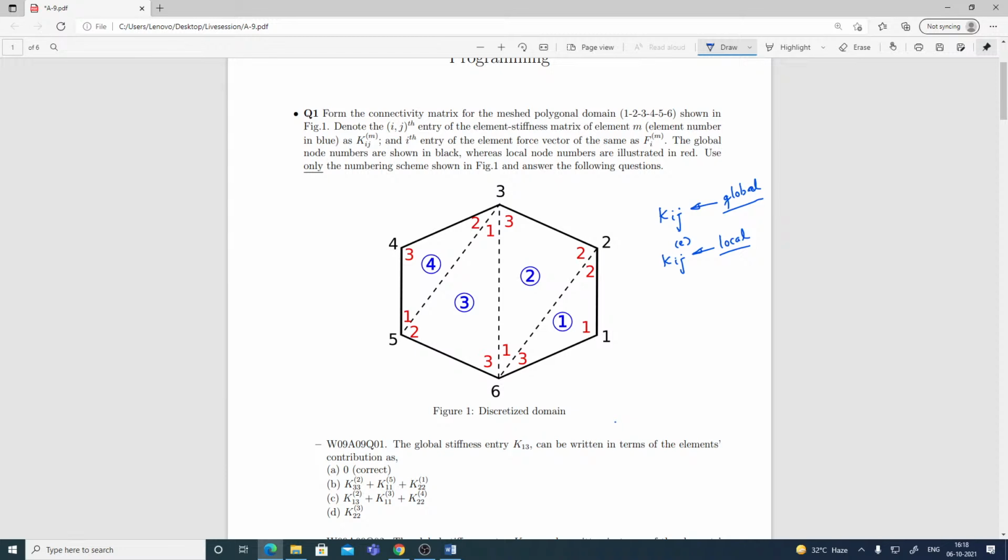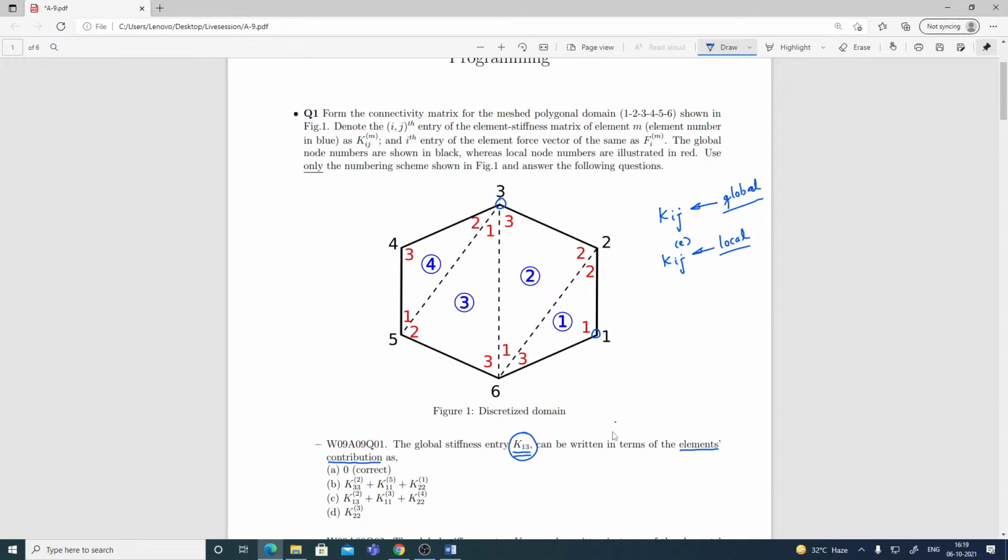The first question says that you need to calculate the global stiffness entry K13 in terms of the elements' contribution. This is what has been asked. K13 is an entry in the global stiffness matrix. This is node number 1, this is node number 3.